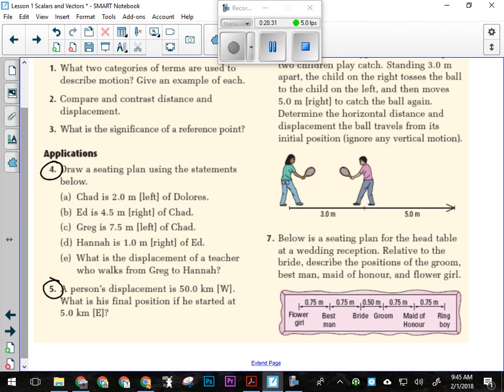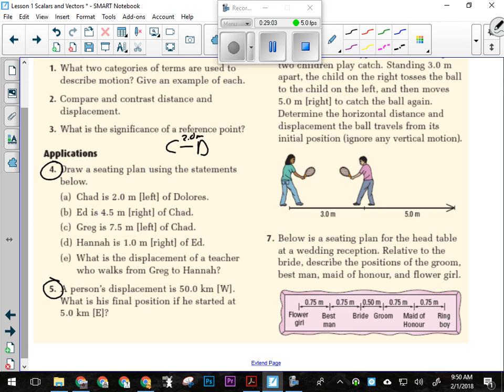On number 4, we're essentially being shown the importance of giving vectors in a question in order to place things in the right position. We're told that Chad is 2 meters left of Dolores. They don't tell us where Dolores is, just that Chad is 2 meters left of her. So I'm going to write a D for where Dolores is, and then put Chad 2 meters to the left of her.